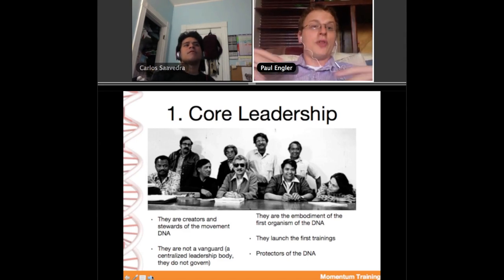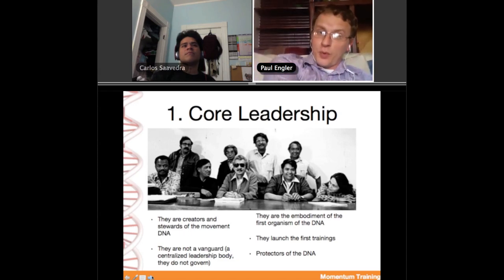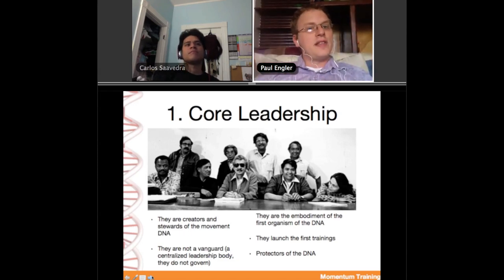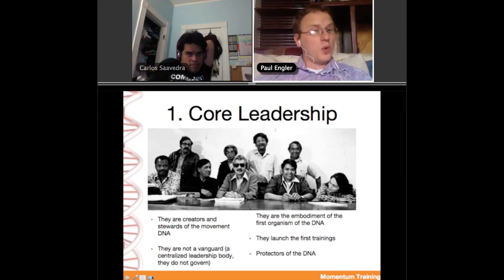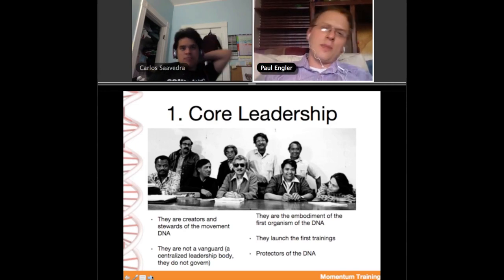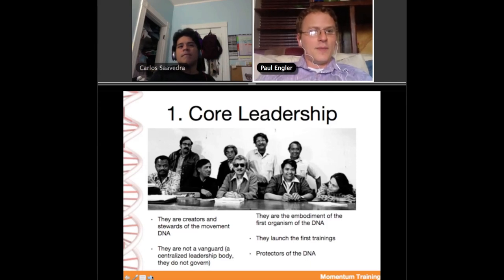support both the formation of new teams, because a lot of times that doesn't happen naturally through the bottom up. They need to help new teams form. But another thing they do is sustain and support the teams that are already going on. That's what the core leadership does. And we talk about that as shepherding, which is a very different idea.